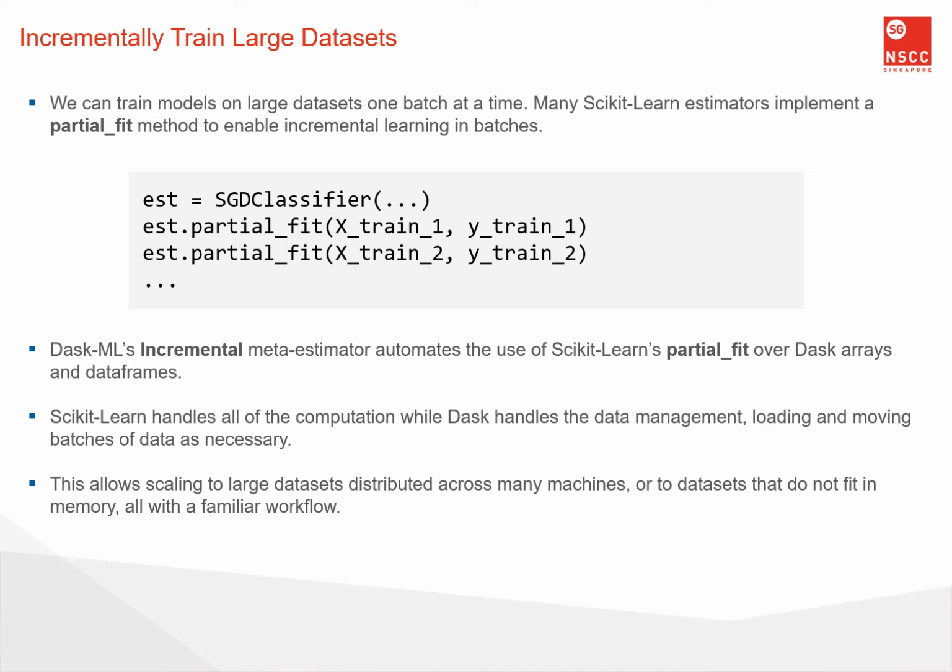So this particular slide shows how you can actually train a large data set incrementally. So we can train the model on a large data set one batch at a time. So many scikit-learn estimators implement that partial fit method, which enables us to do incremental learning in batches. So you first create the estimator using the classic way of generating it from the class. And then once you have the estimator, you can call the partial fit function with the first batch of data, the first chunk of data.